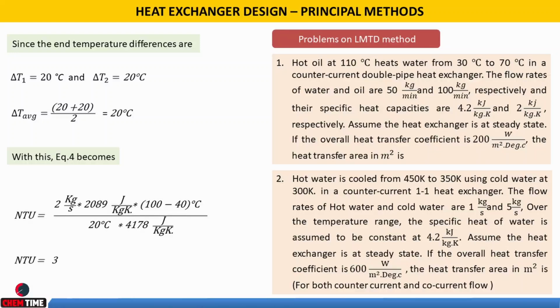Now, so far, the discussion has been on the 1-1 heat exchanger, and what happens if the number of passes on the shell side is increased or the number of passes on the tube side is increased? This needs graphical solutions, and my next video will be focusing on these graphical solutions.